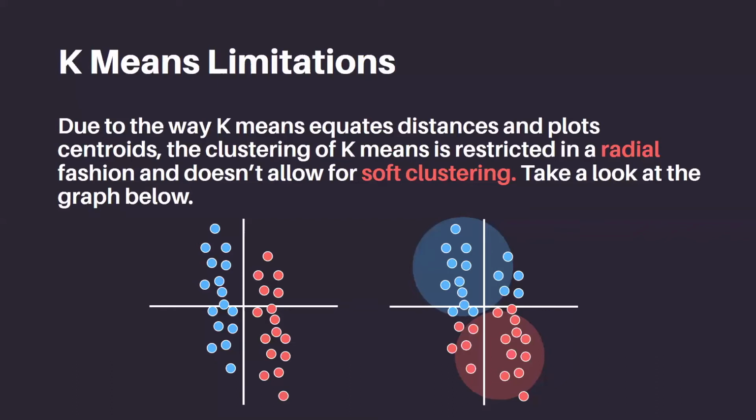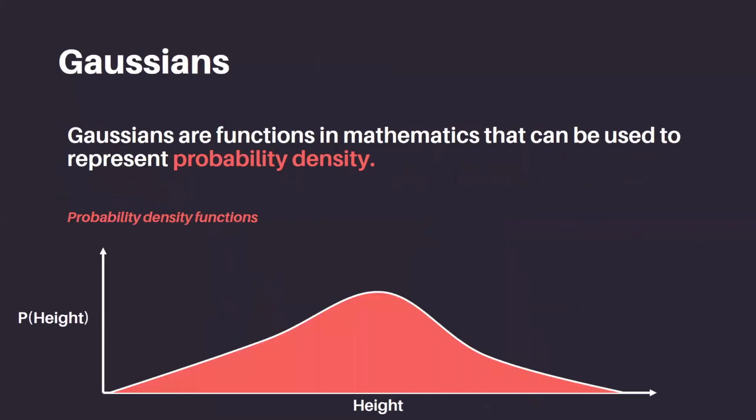So how could we use Gaussian mixture modeling to solve this problem? Well, before we get into that, we first have to understand what Gaussians actually are. Gaussians are functions in mathematics that can be used to represent what is known as probability density. Gaussians are a probability density function.